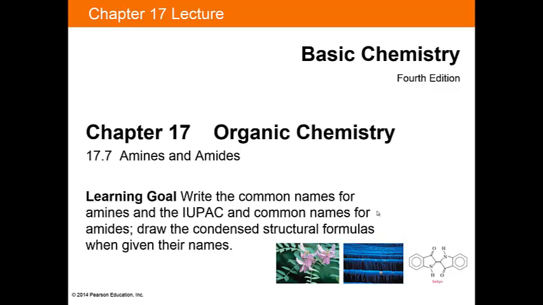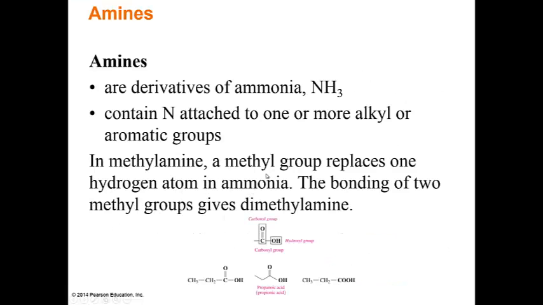All right. So let's look at amines and amides. We already know, let's name them. Amines are derivatives of ammonia, NH3. So they contain N attached to one or more alkyl or aromatic groups. Methylamine: a methyl group replaces one of the hydrogen atoms in ammonia. The bonding of two methyl groups derives dimethylamine.